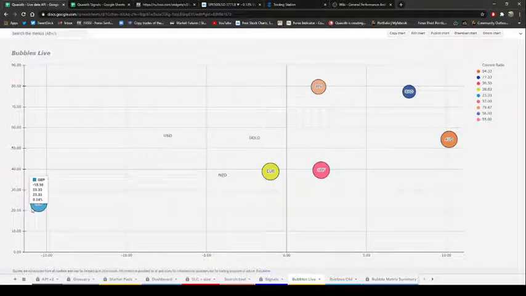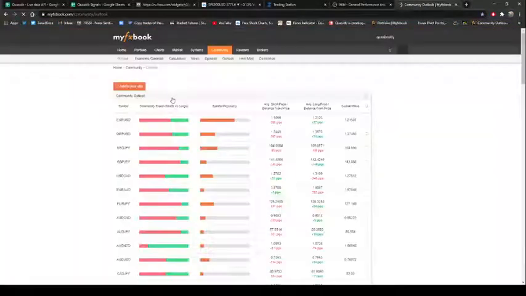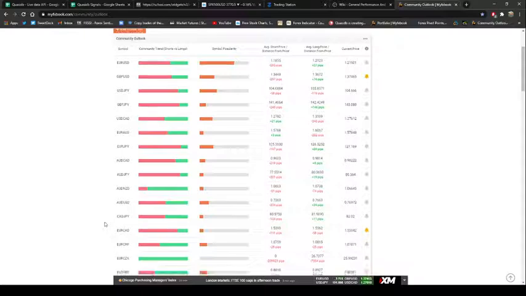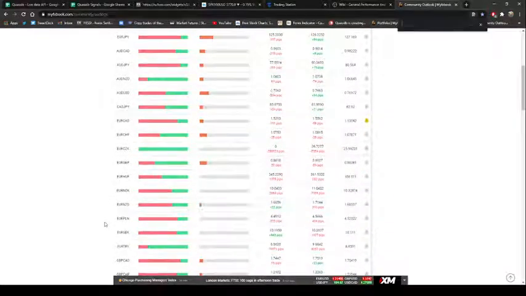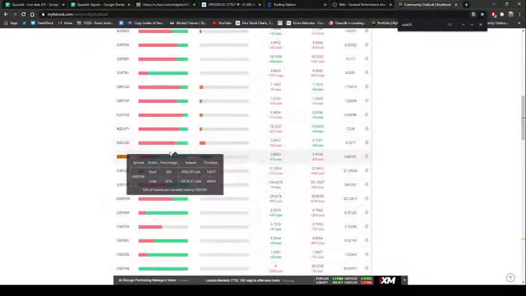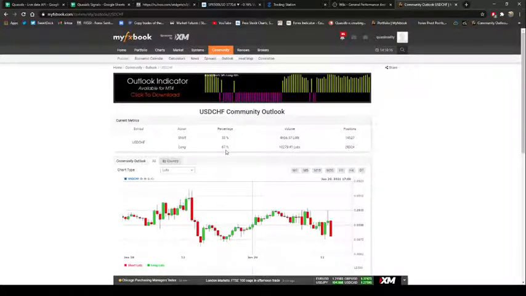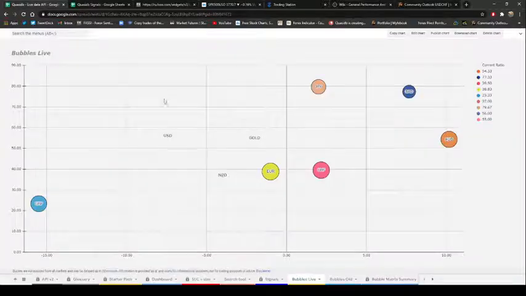A good example of this would be the dollar Swiss giving us a false positive, because what actually is the case at the high level, at the MyFX book level, when we go to dollar Swiss, we click this, and we see that the majority are long, and they have been for a long time. So it isn't actually a buy, but the bubbles would indicate otherwise.